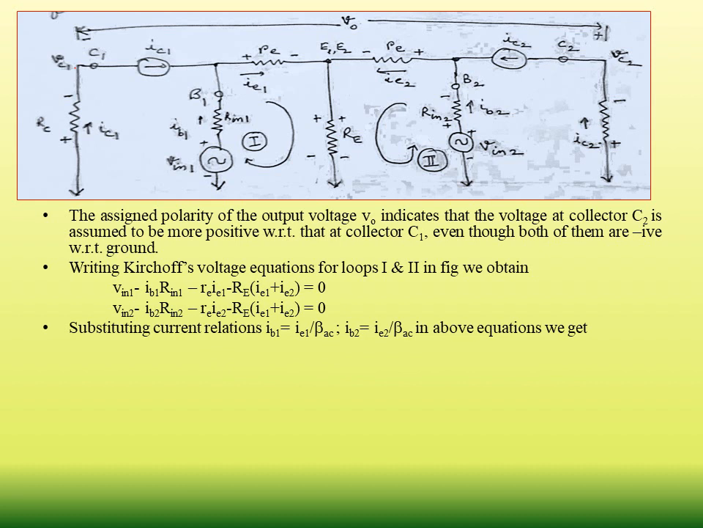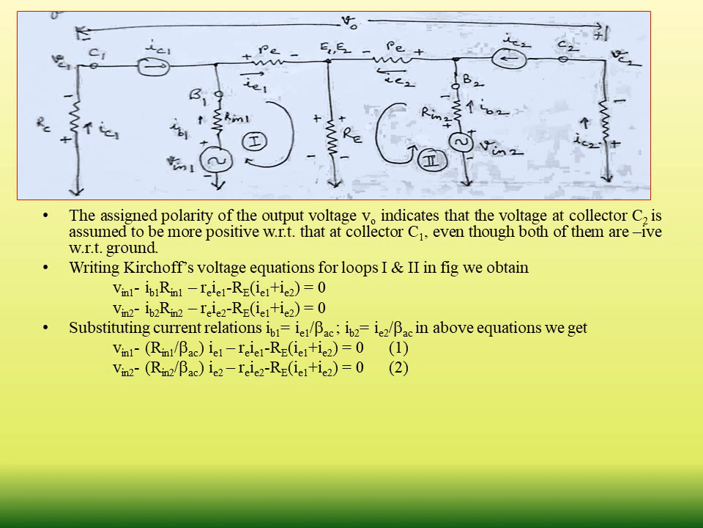Now here, in place of IB1 and IB2, we can use the relations IE1 upon beta AC. This is because current gain is defined as beta, which is equal to IE upon IB. So, we can replace IB1 by IE1 upon beta AC. On replacement, we finally obtain the two relations.